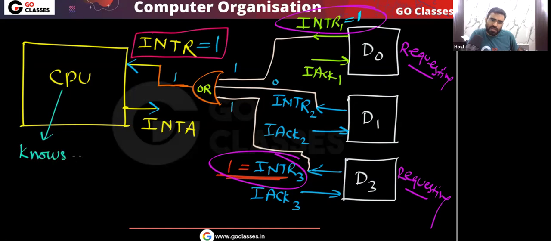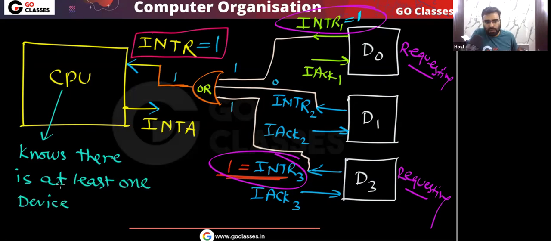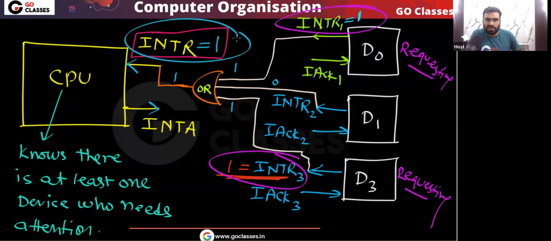CPU knows there is an interrupt. There is at least one device who is interrupting. Yes or no? Do you agree? The CPU is thinking that there is at least one device who needs attention. This is what the CPU is thinking because the CPU has only one interrupt request pin. So that is the reason the CPU is thinking that there is at least one device which needs my attention.